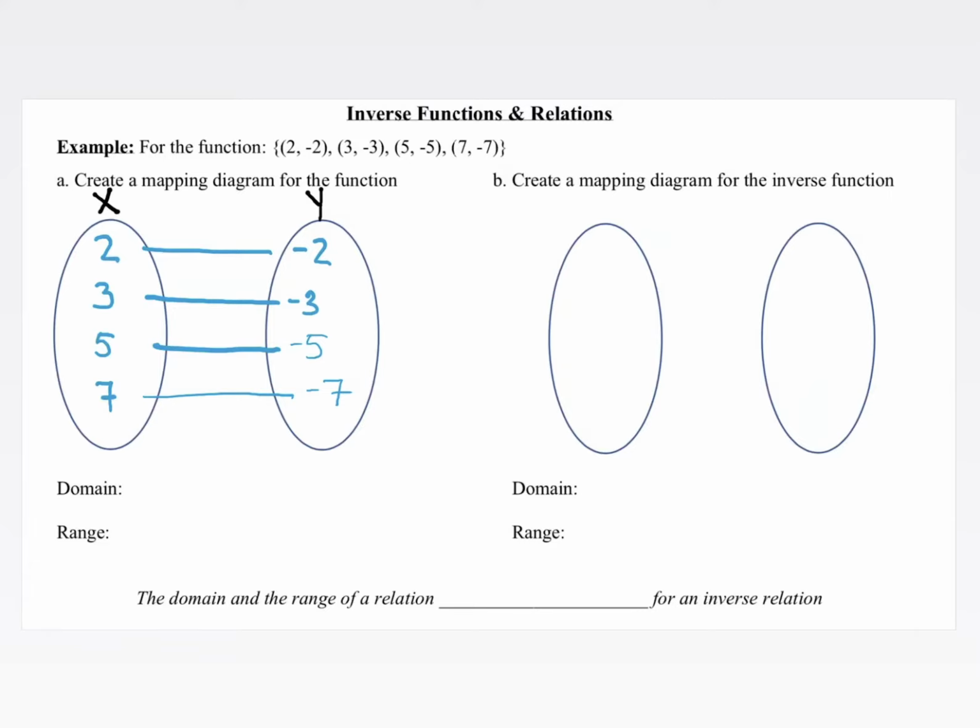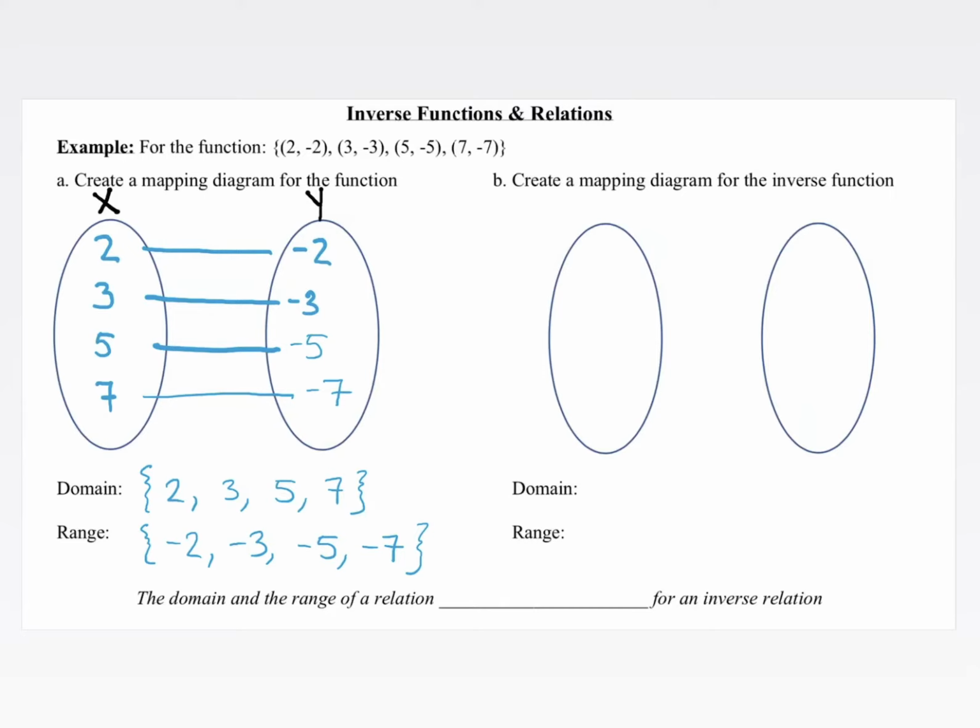So the domain are all of the x values, which are 2, 3, 5, and 7. And the range are all of the y values: -2, -3, -5, -7. Now, in order to create a mapping diagram for the inverse function, the x and y values swap. So instead, we're still going from x to y, but compared to our original function, what was originally an x value is now going to be a y value, and vice versa.